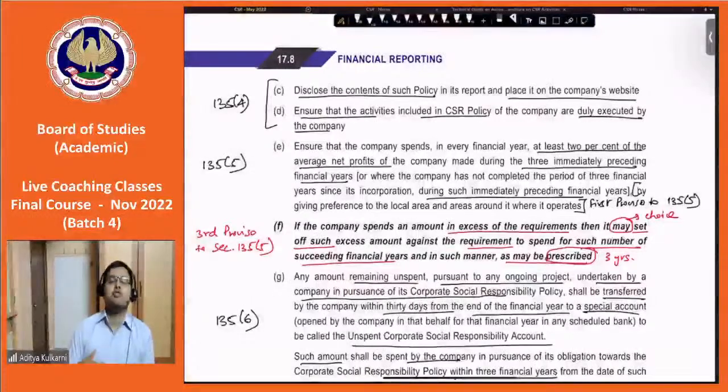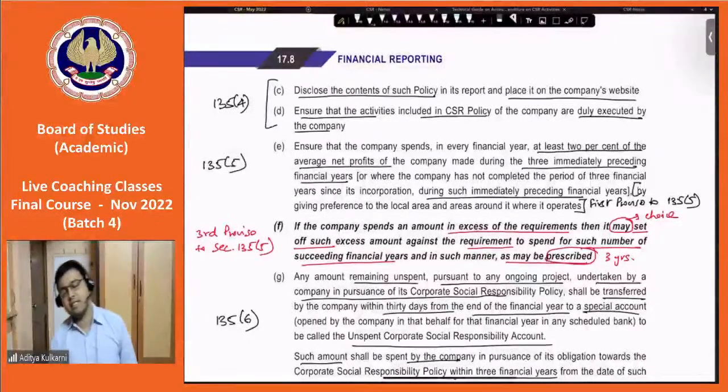135.9, if your CSR spends do not cross 50 lakhs, do not create a CSR committee. You can have the board only discharging the responsibilities of the CSR committee. So this is your 135 in broad detail. This is 135 in great detail.